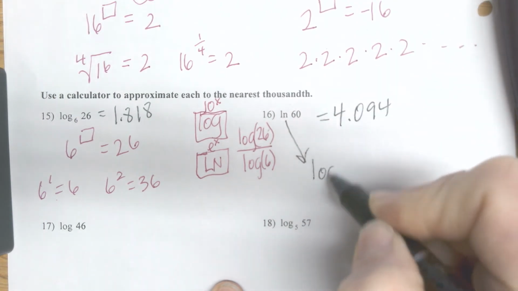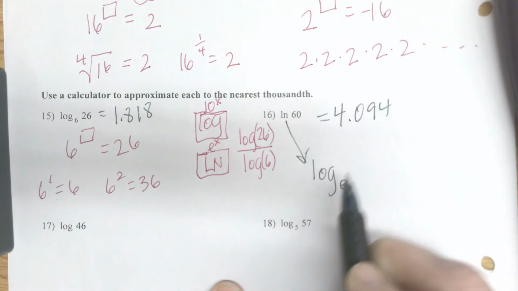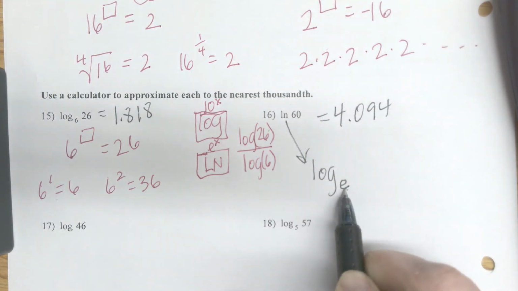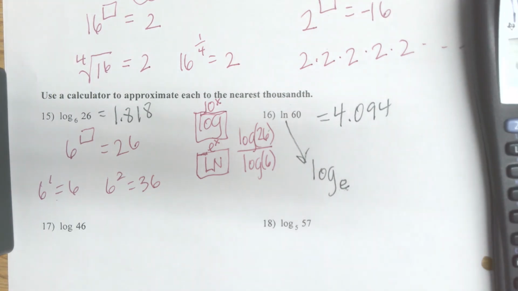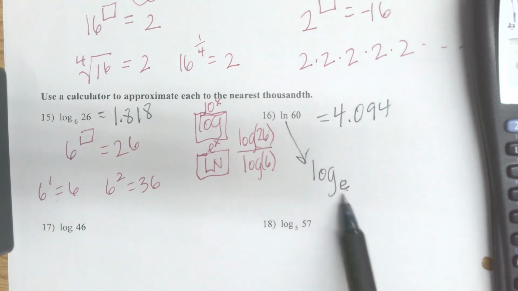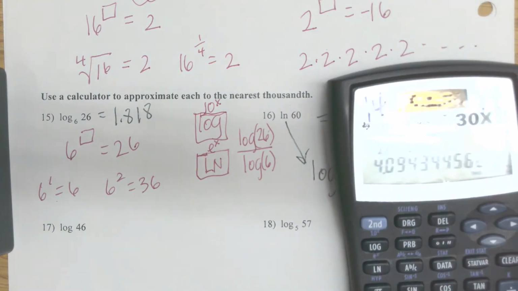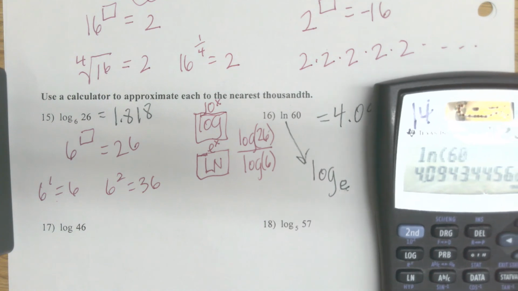Well, ln, what is it? ln is a log with a base of e, the number e. The number e is like the number pi, kind of. I mean, it's not the same as the number pi, but it's similar. It's a number that's out there, a non-repeating, non-terminating decimal, and we use it in growth and decay problems.